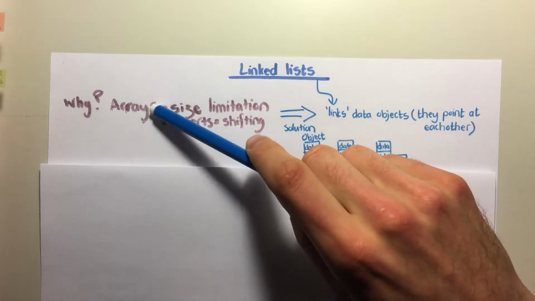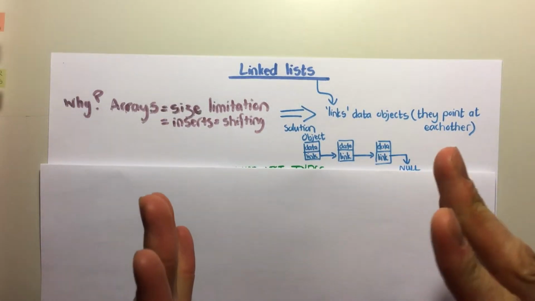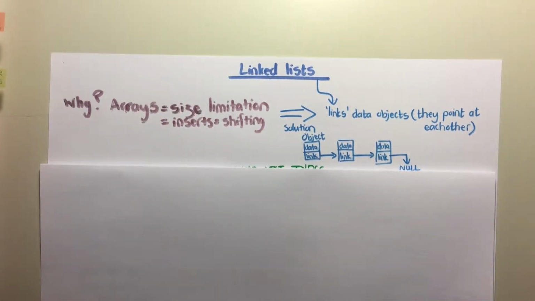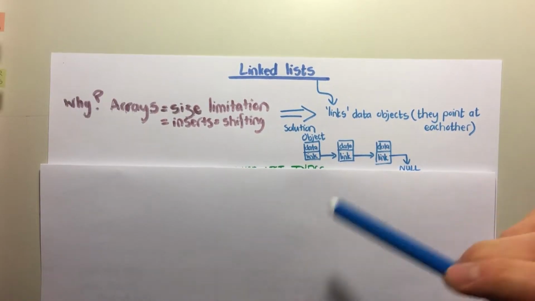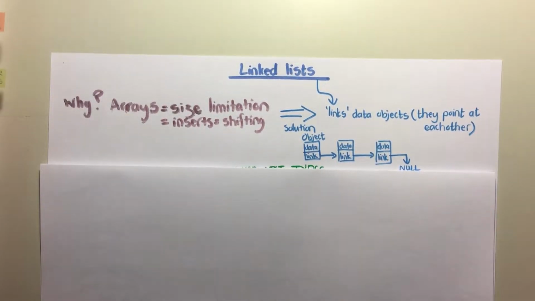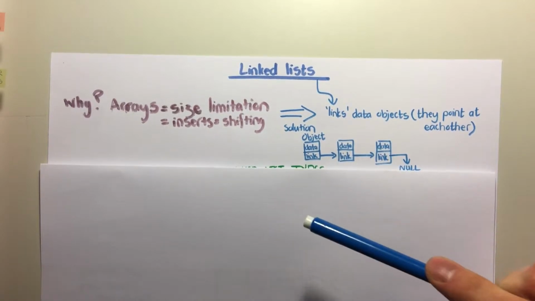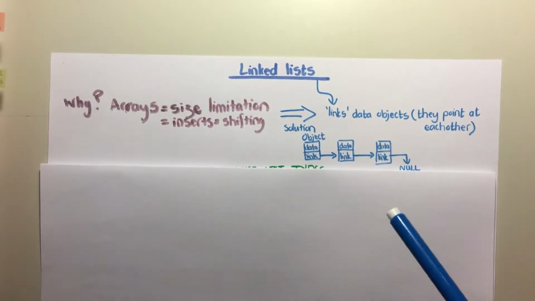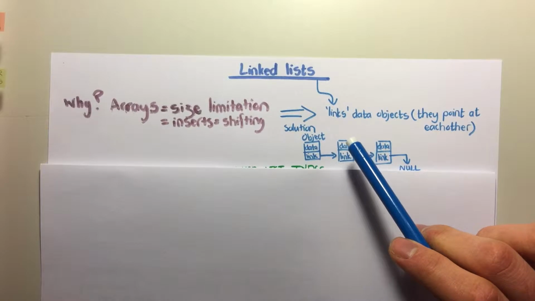Well, if we think about an array, we have a size limitation to it. So it's an array and we set it to a size 10 and we can only have 10 elements in it. And one of the biggest problems is when you want to insert a value somewhere in the middle of the array, you have to shift all the values up in order to insert the element to its correct spot in the middle of the array. And linked lists solve this problem.